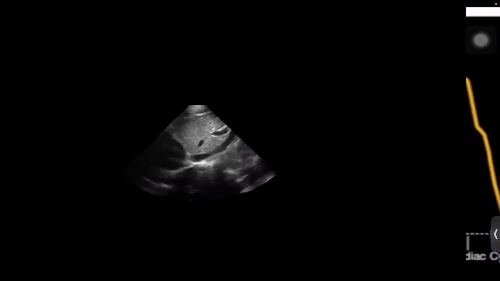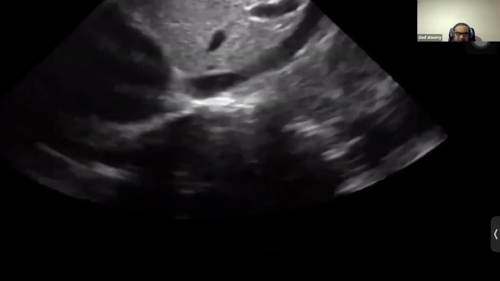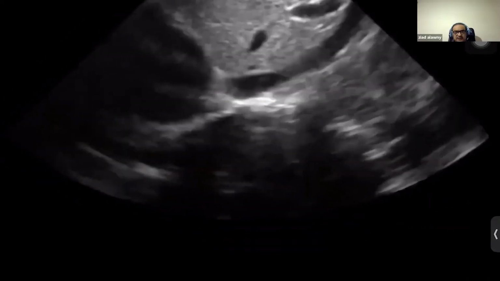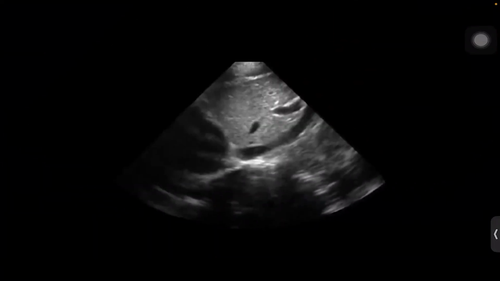What is the diagnosis and what is the management? I think he needs fluid. The collapsibility is more. So this is a collapsed IVC. This patient needs fluid boluses.